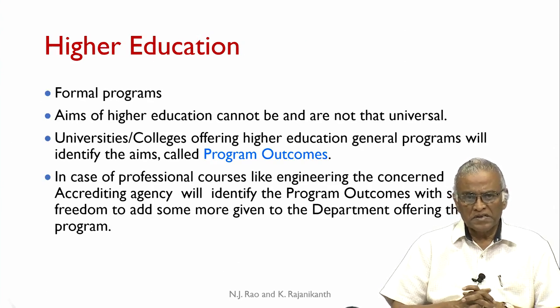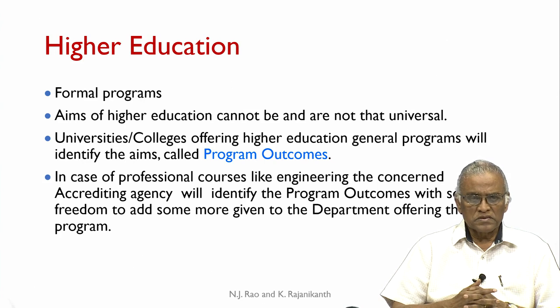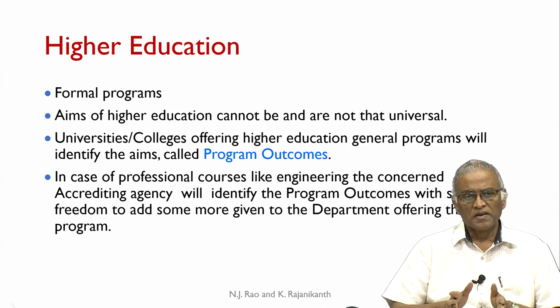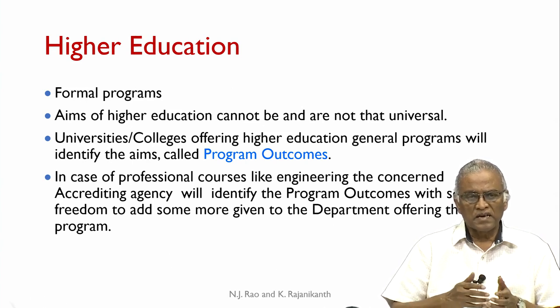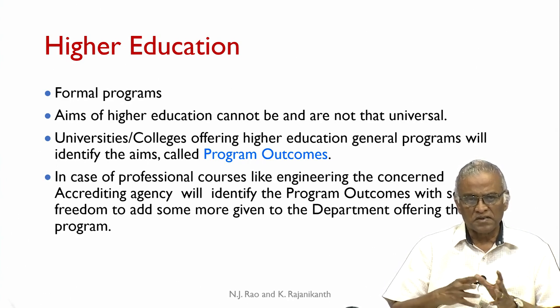Now, coming to higher education, what are the characteristics of higher education? One is their formal programs, that means somebody has a structure, like in our case there are 4 years, they are based on semester system, and there is a whole lot of things that it is a formal one. That means there is nothing like total freedom at all levels for both teachers and students.